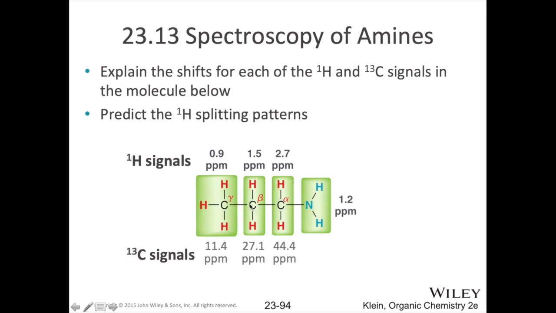You can see that each of those carbons gets shifted further and further downfield as you get closer to the nitrogen. And as I pointed out with the amine protons, there's a wide range where they'll show up. You might expect them to show up further downfield, being attached to that electronegative nitrogen, but here you can see these ones only show up at 1.2.